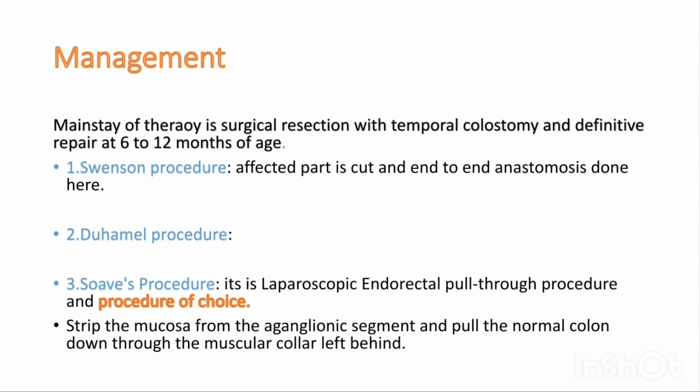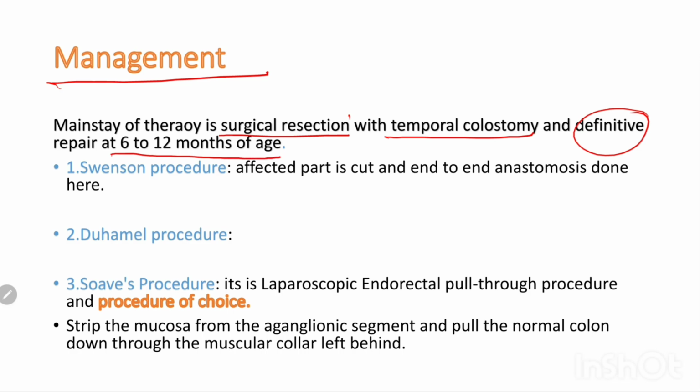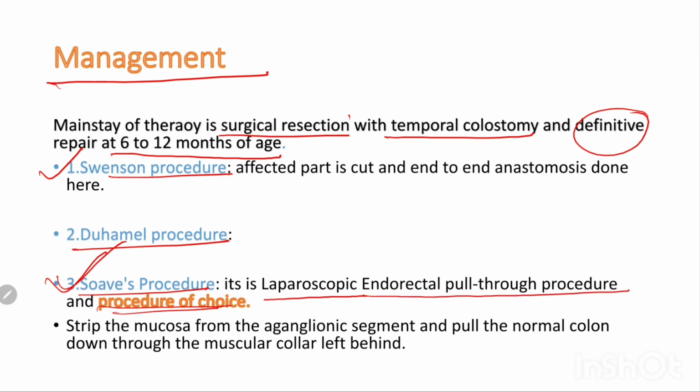Lastly, we will discuss the management part of Hirschsprung disease. The mainstay of management is surgical resection with temporary colostomy and definitive repair at 6 to 12 months of age. There are 3 surgical procedures which can be done: Swenson procedure, Duhamel procedure, and Soave procedure. But Soave procedure is the procedure of choice. It is a laparoscopic endorectal pull-through procedure.